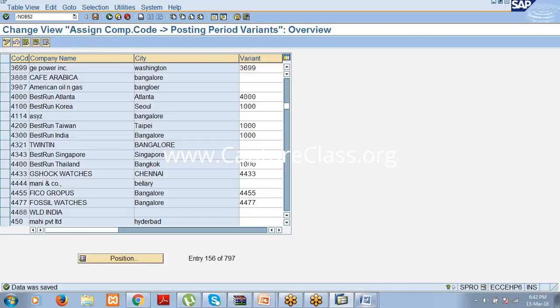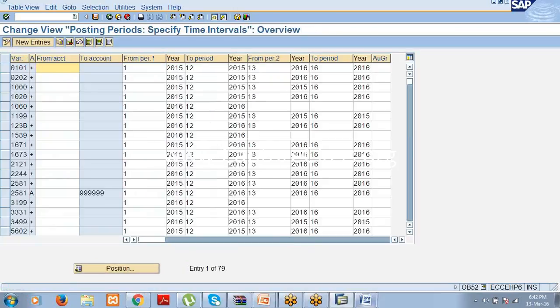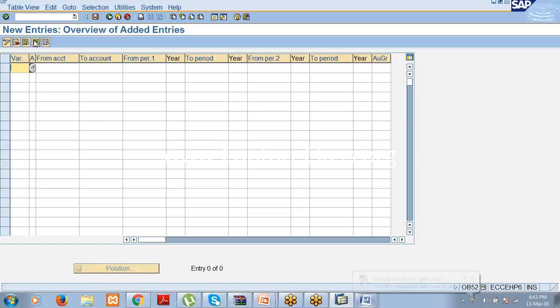/and OB52. Or you can use the path. Click on new entries. Variant is equal to 3699.